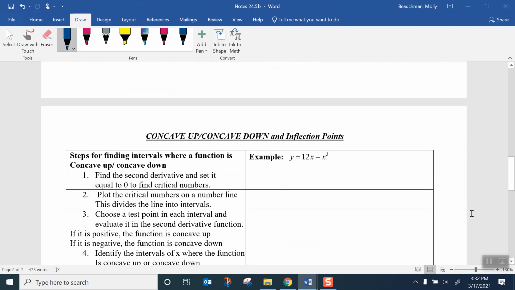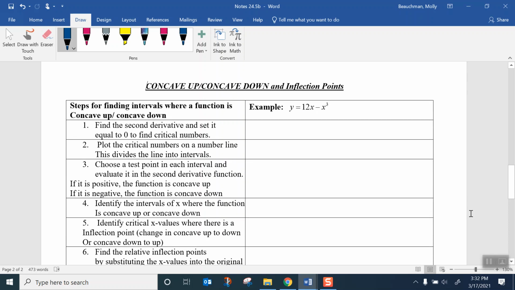So let's take a look at the same example we used for increasing, decreasing, relative max and min. We have the equation y equals 12x minus x cubed. The first derivative was 12 minus 3x squared. The second derivative is equal to negative 6x. When we take the second derivative and set it equal to 0, we get x is equal to 0.